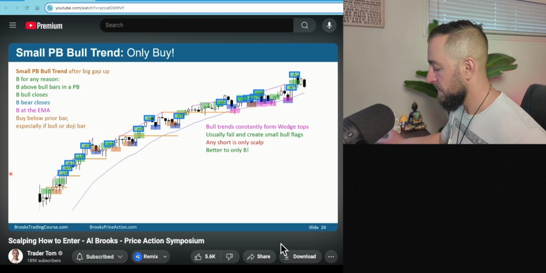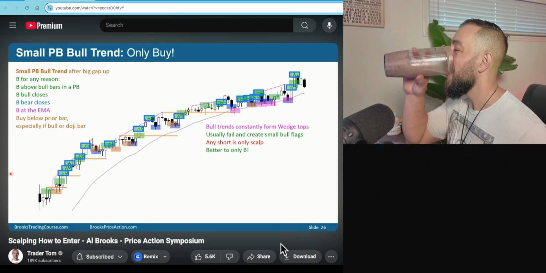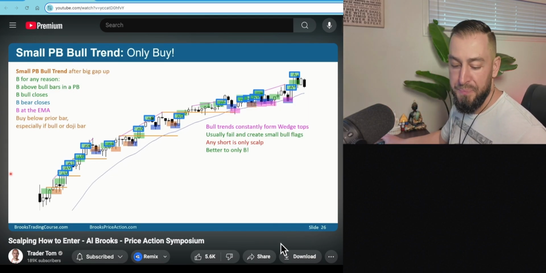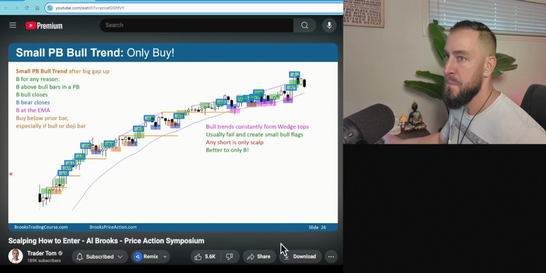Flags will be brief and not fall very far. So if you're shorting, which you should not do on a day like this, you're scalping. You should not be shorting on a day like this. When it's very difficult to make money selling, you should be buying, and you have to get long. Even if you have to trade a very tiny position, you have to get long.